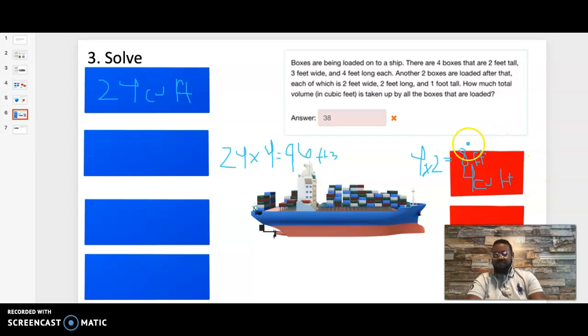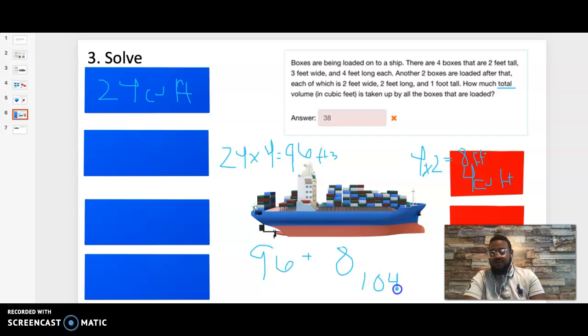All right. Now, what do we do now? So we need to, let's read our problem and see what it asks us. It says how much total volume, total is a trigger for addition, in cubic feet is taken up by all the boxes loaded. So we just simply add 96 plus 8. And we get 104 feet cubed.